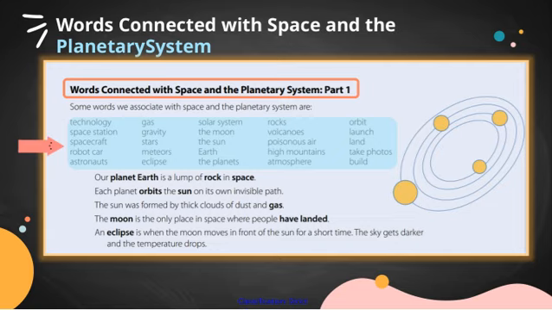Throughout this presentation, we've seen how these terms connect to broader themes like exploration, discovery, and the science behind space. Understanding these words allows us to better comprehend the phenomena we observe and the missions we undertake to explore space. So, as we continue, keep in mind how each of these words contributes to the bigger picture of space science and our quest to understand the universe.